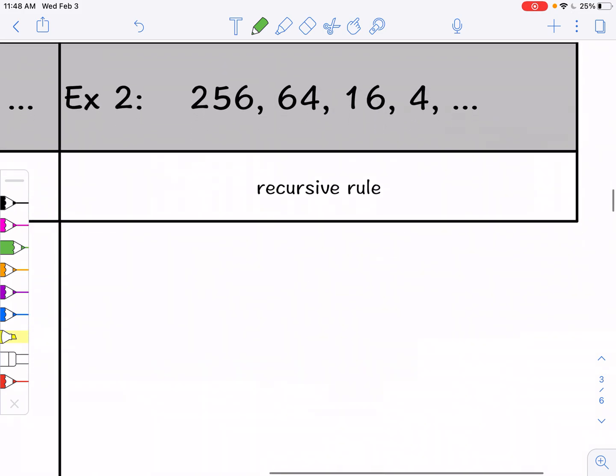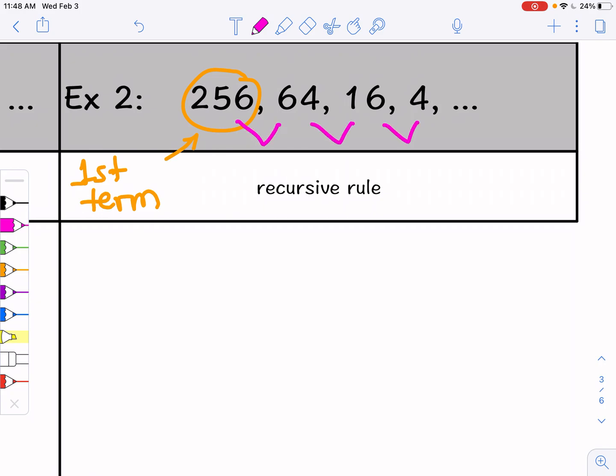Looking at another example, I have 256, 64, 16, and 4. Right away, I can see that 256 is my first term. I can also see I divide by 4 every time, and we're always going to use multiplication for geometric sequences because they're related to exponential functions. Instead of dividing by 4, we are multiplying by 1/4. So our common ratio is 1/4.